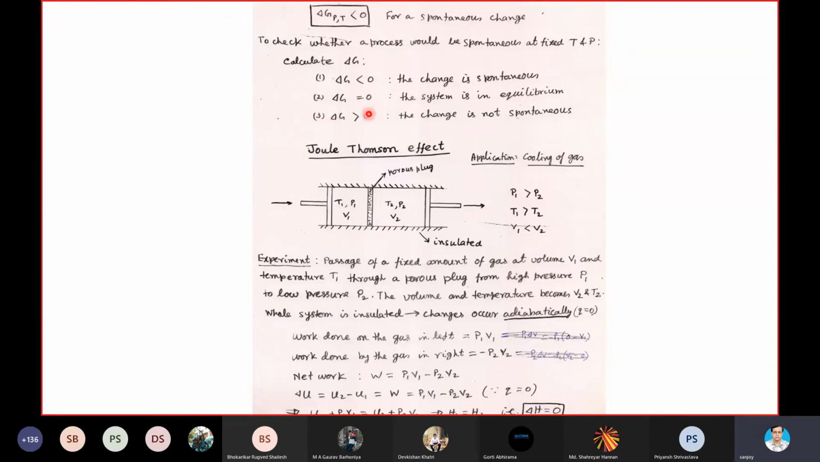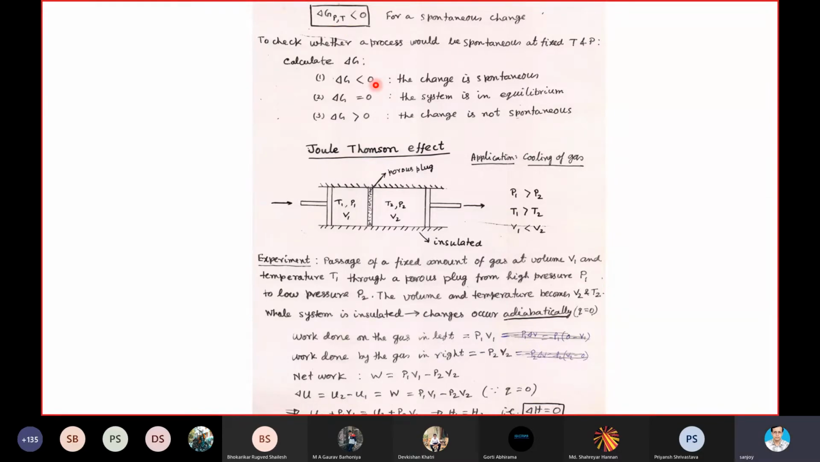If you find delta G equal to 0, that means the system is in equilibrium. The system has attained equilibrium. So it is spontaneous neither way. It was spontaneous, but after some time it has come to equilibrium. Therefore, delta G has become 0. You have seen these conditions earlier, that delta G less than 0 is the condition for a spontaneous process. Here I showed you how you derive why delta G becomes negative, or less than 0, for a spontaneous process. So we derived that expression.